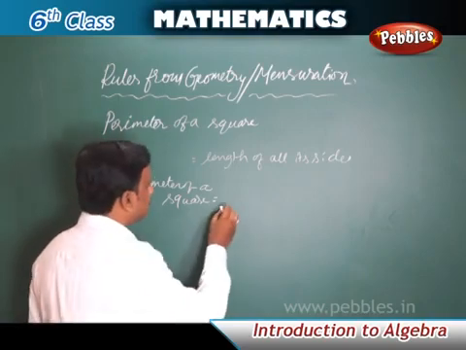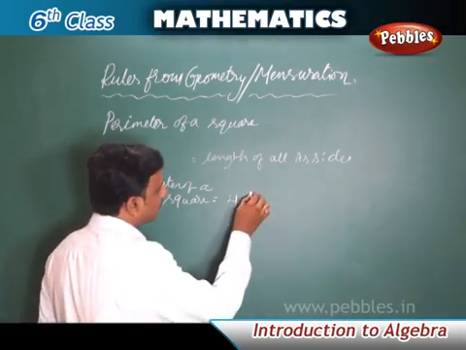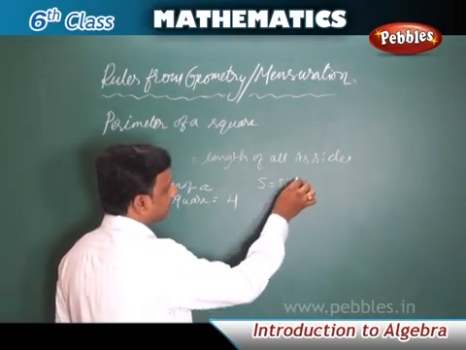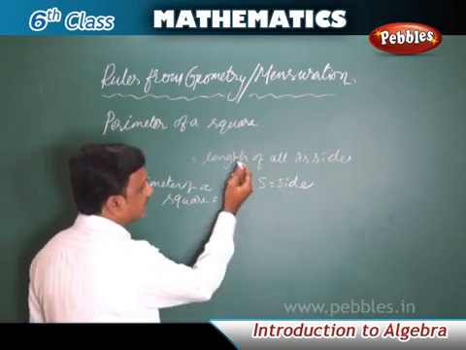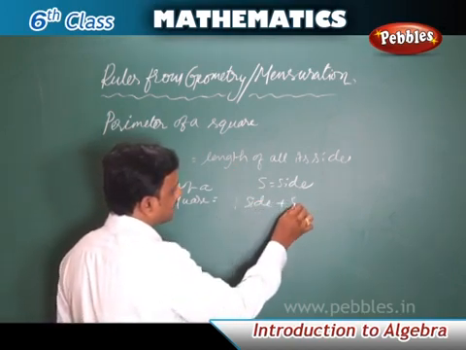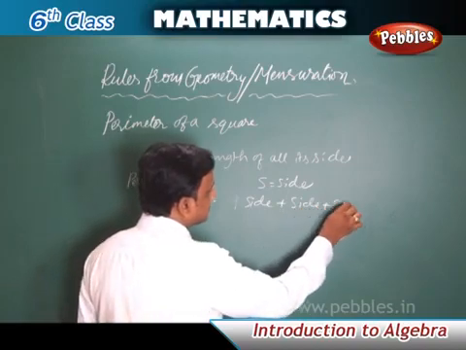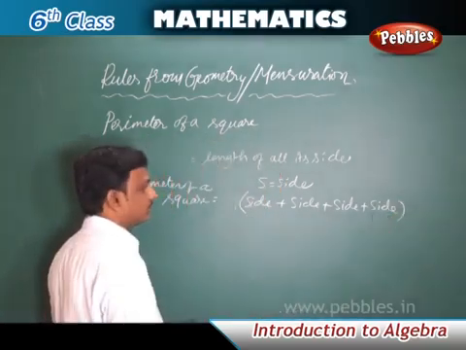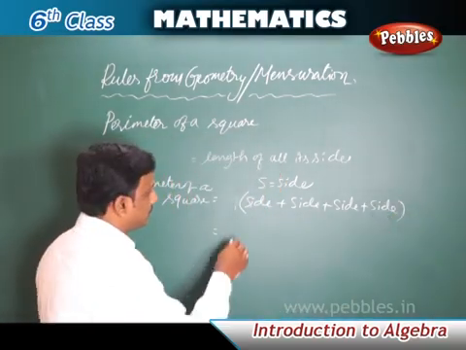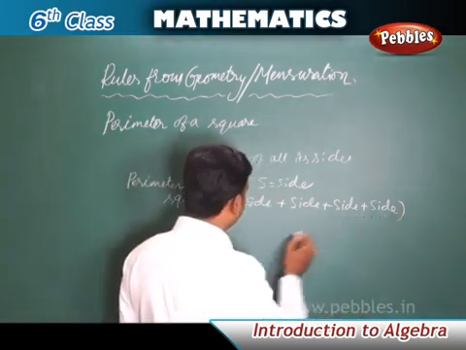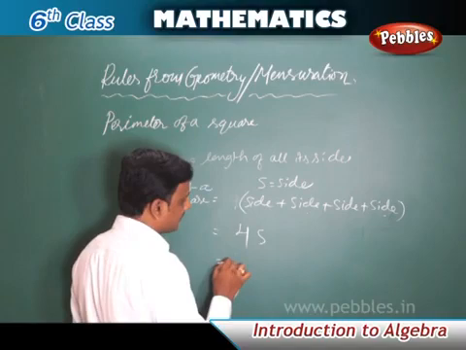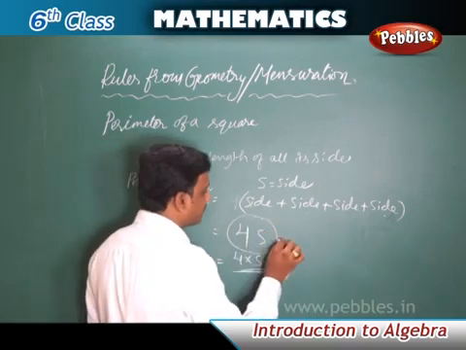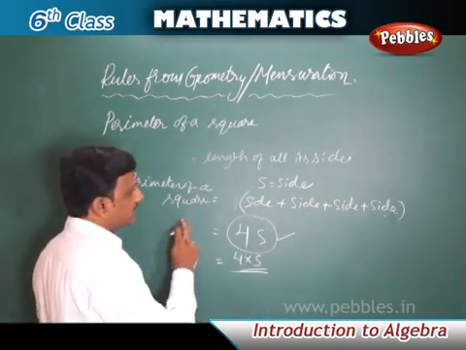Perimeter of a square is equal to 4 sides. For example, you take a variable s for side. So the perimeter of a square is equal to side plus side plus side plus side, that is 4 sides, 4 into s. So here we got the expression 4s.